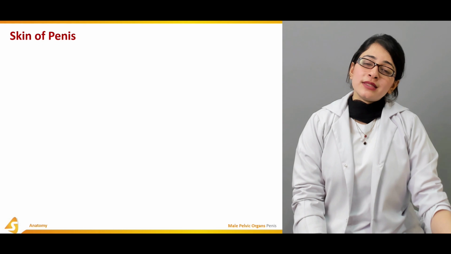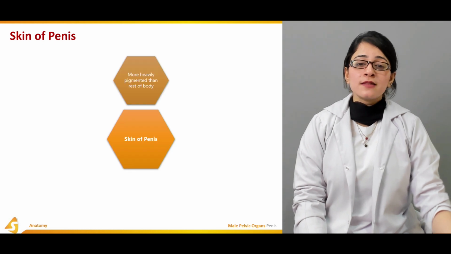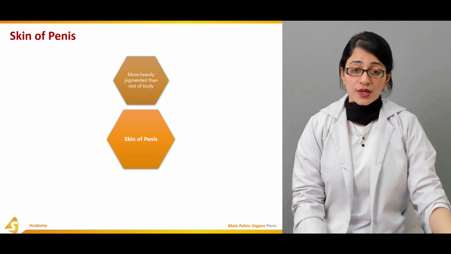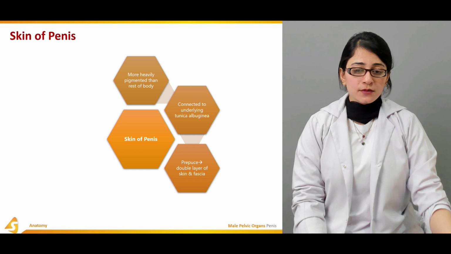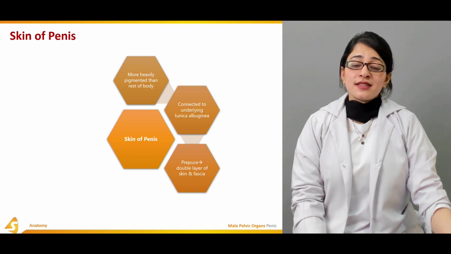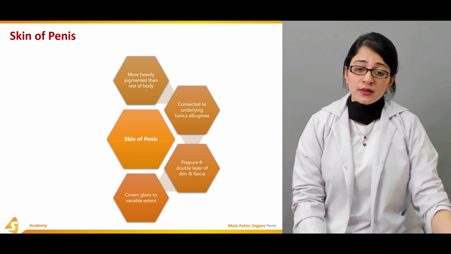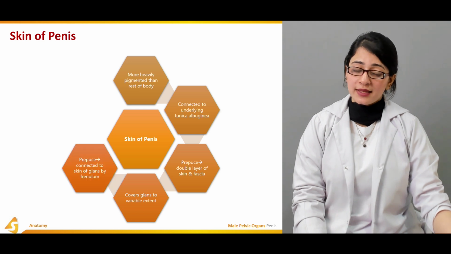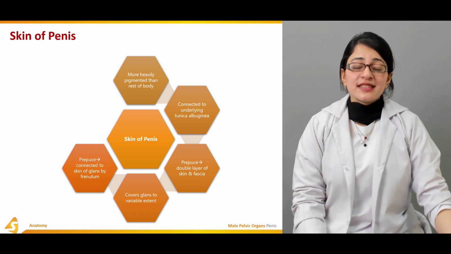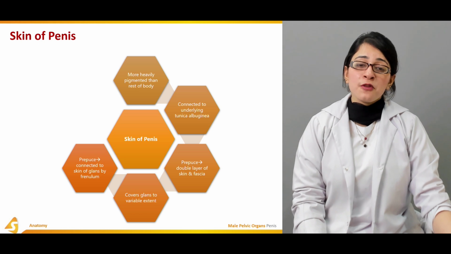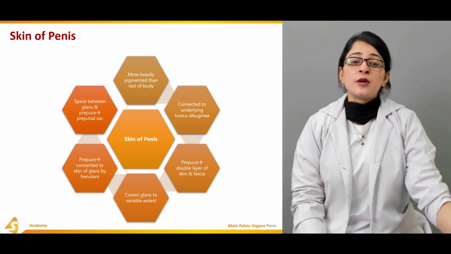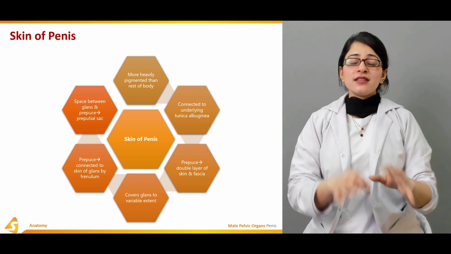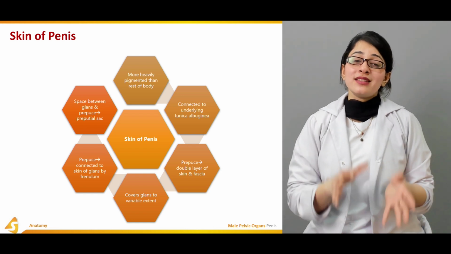Now talking about the skin of the penis. Skin is more heavily pigmented than the rest of the body. It is connected to the underlying tunica albuginea. The prepuce, which is the double layer of skin and fascia, covers the glans to a variable extent. The prepuce is connected to the skin of the glans by the frenulum, and the space between the glans and prepuce is known as the preputial sac. So basically these are the things present on the skin of the penis.